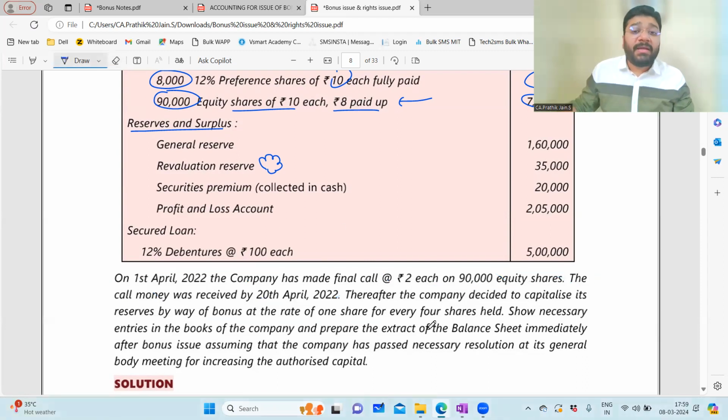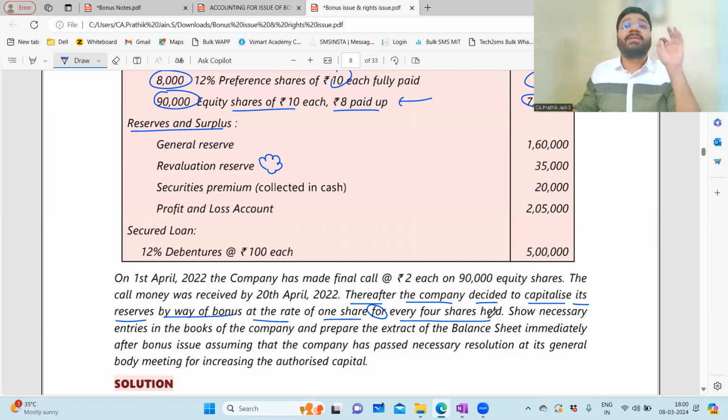Then thereafter, the company decided to capitalize its reserves. Capitalization of reserves means what? Issue of bonus shares at the rate of 1 share for every 4 shares held. So my question goes to all of you. What is the bonus ratio? 1:4 or 4:1?